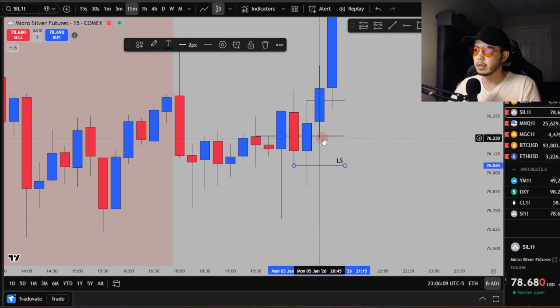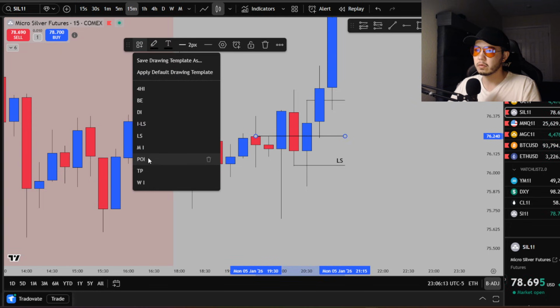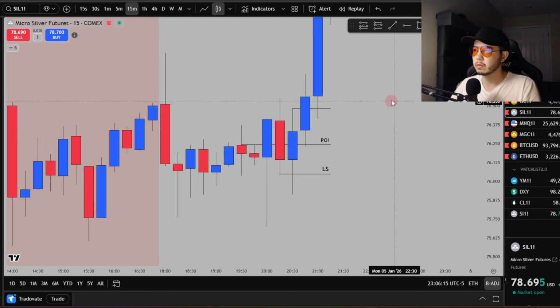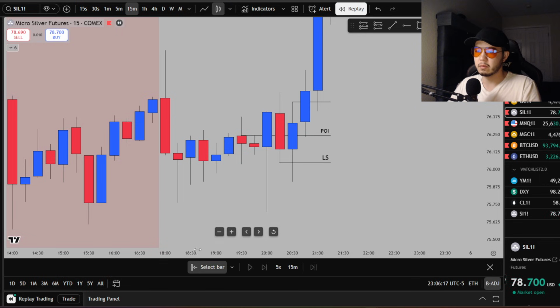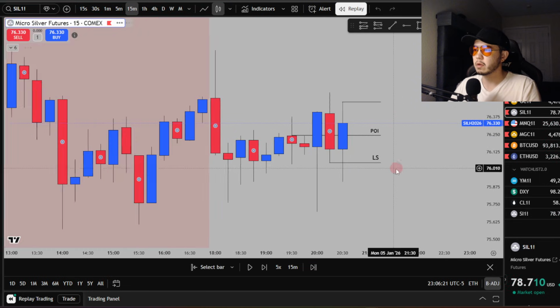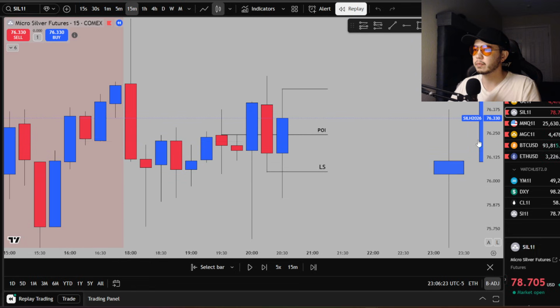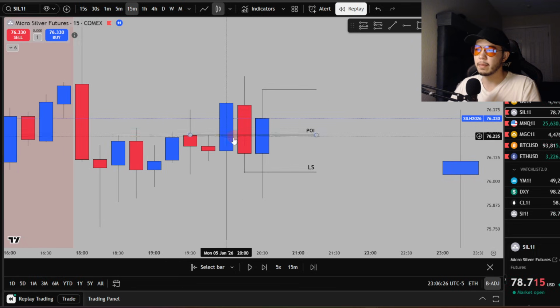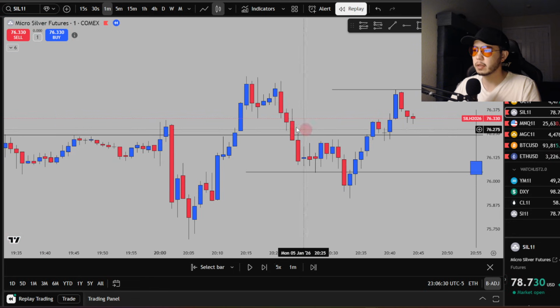We can call that one liquidity sweep. We can call these two POIs. Let's say you want to here. Let's say you see this, and then you go down to your 1 minute.